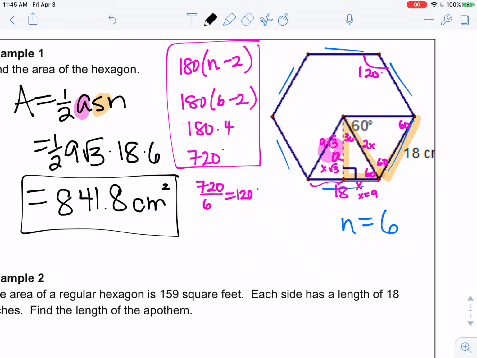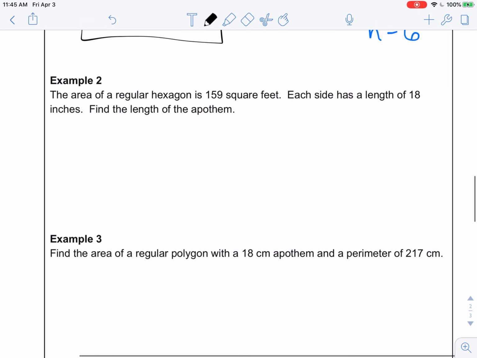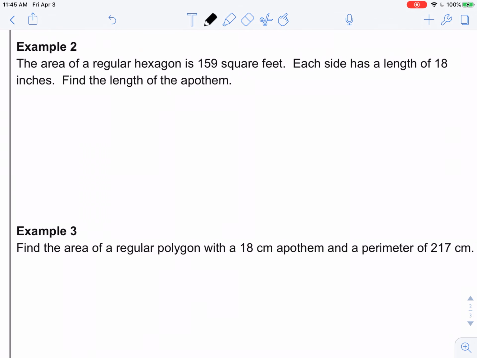All right, looking at question number 2. I'm going to find the apothem of a regular hexagon whose area is 159 square feet. Each side has a length of 18 inches. We want to find the length of the apothem. All right, so area equals 1/2 ASN. We are looking for the length of the apothem, so we are going to solve for A. We know the area is 159, so we'll plug that in here.